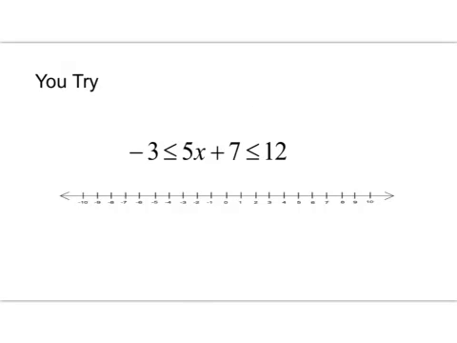Here is a compound inequality for you to try. First, copy the problem down and work it on your own. Then graph it. Then come back and compare your results with the result on the video.